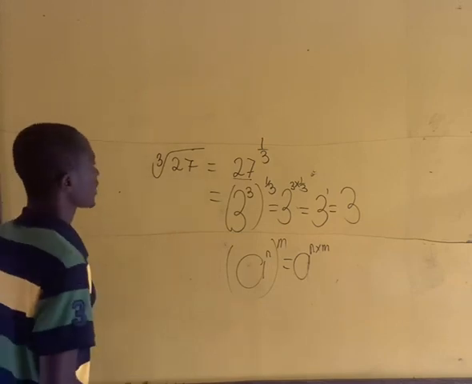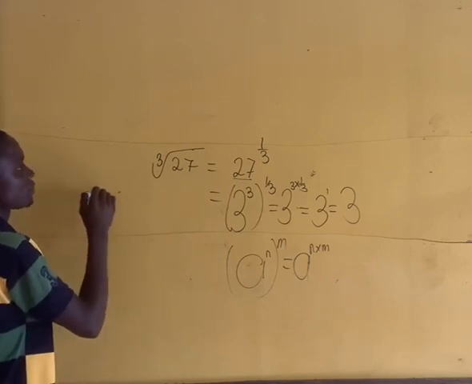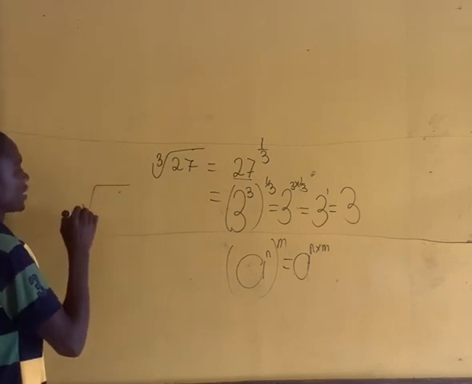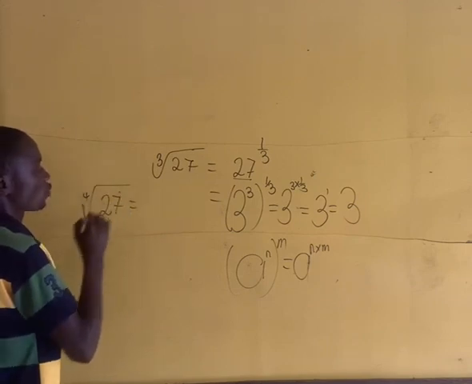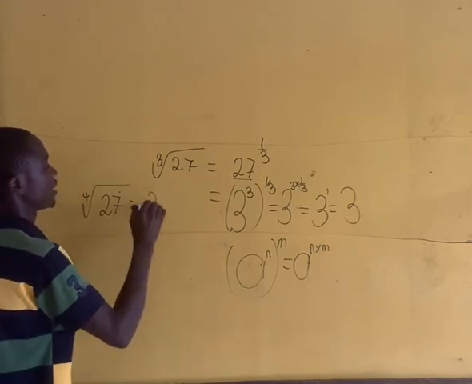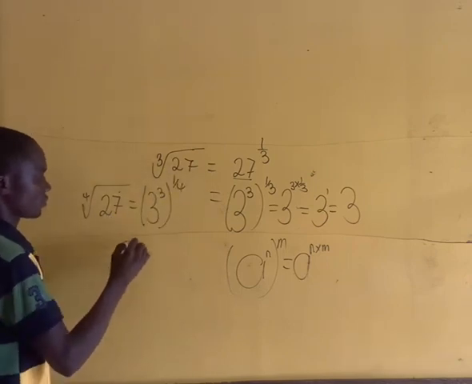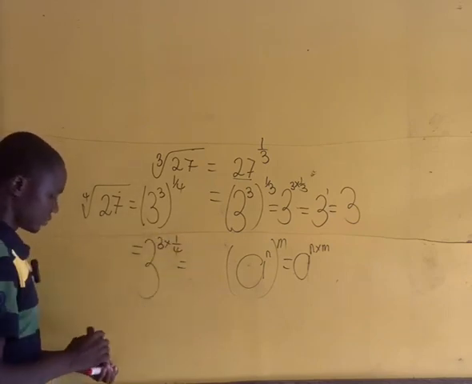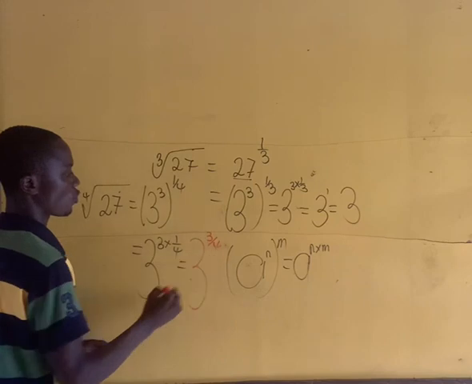Wow. What about if I have the 4th root of 27? What will this be? You know that 27 is simply 3 power 3. And the fourth root is power 1 out of 4. So this is the same as 3 power 3 times 1 out of 4, which gives us 3 power 3 out of 4.